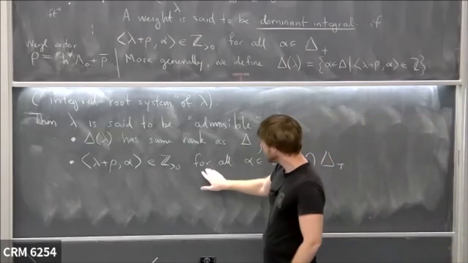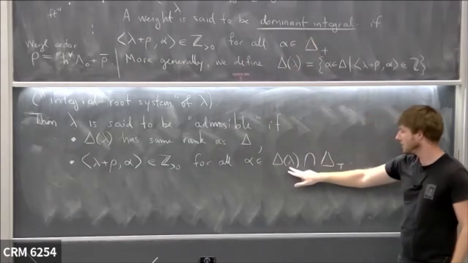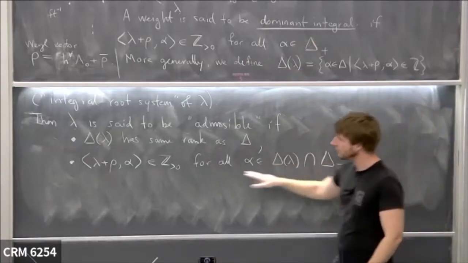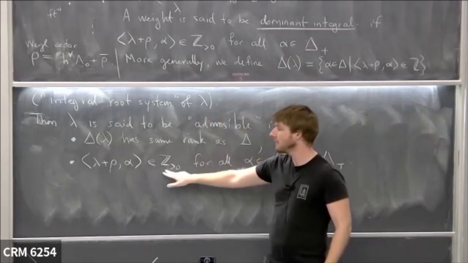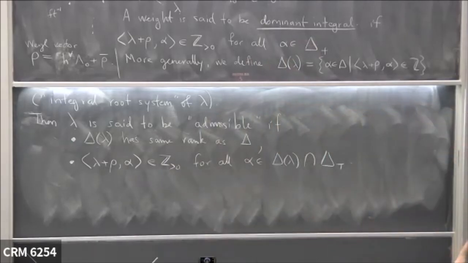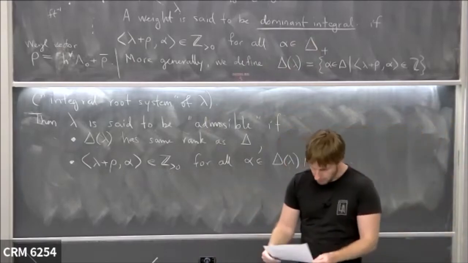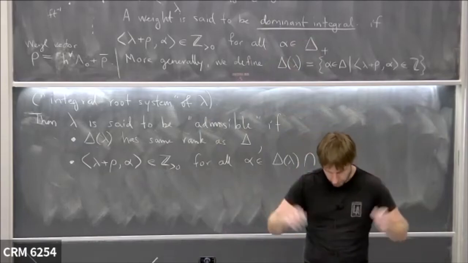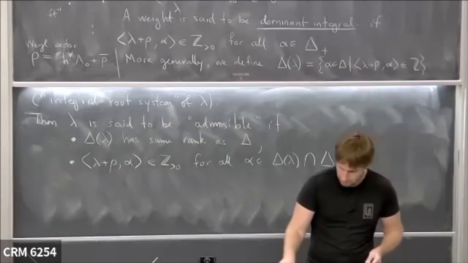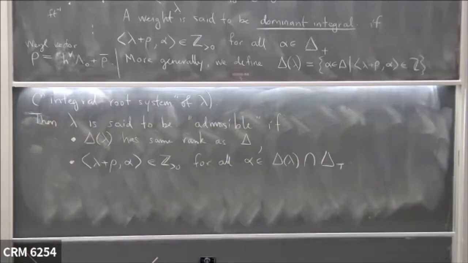And then we want to impose the dominant part, which is saying that, well, if you take those roots in there that are positive and you pair lambda plus rho against them, then again, you get a positive integer. Okay. So perhaps visually, it's a little bit hard to wrap your head around at a first pass. But really one of the exercises is to work it out.